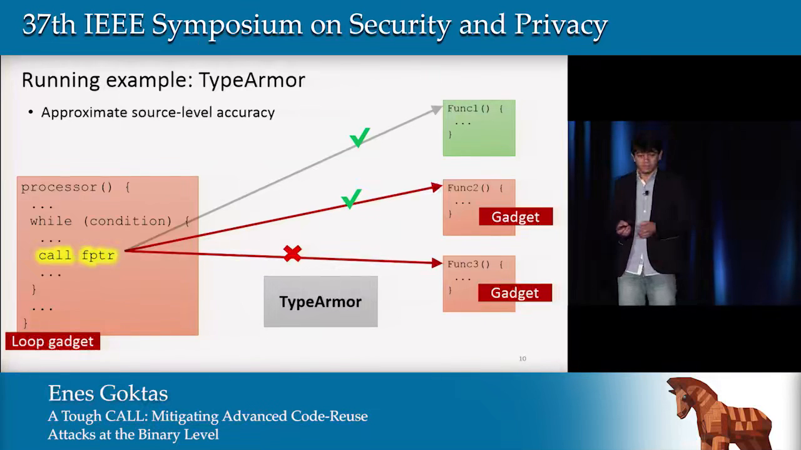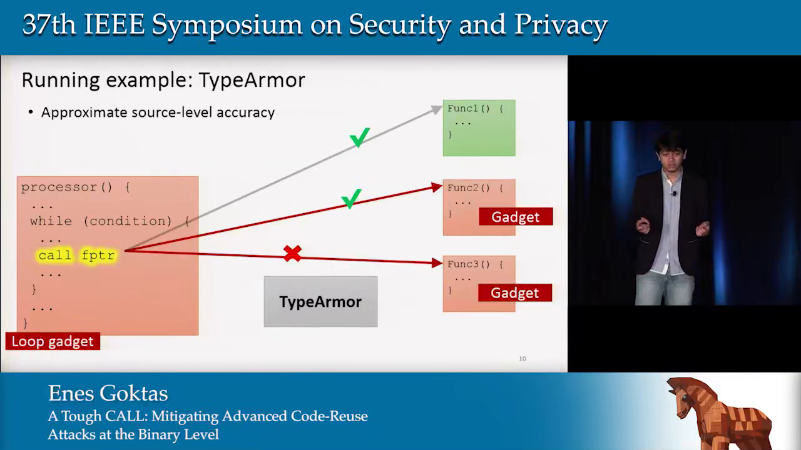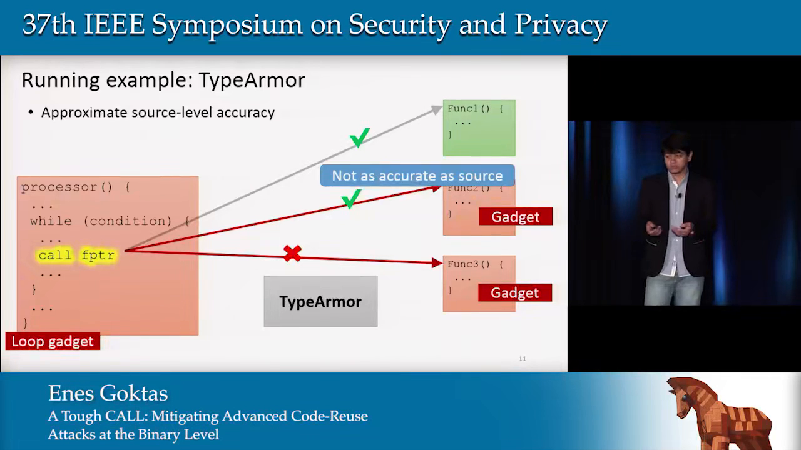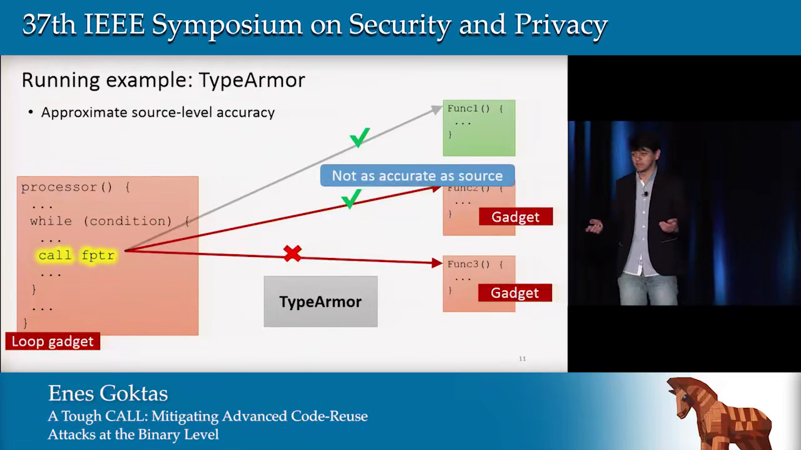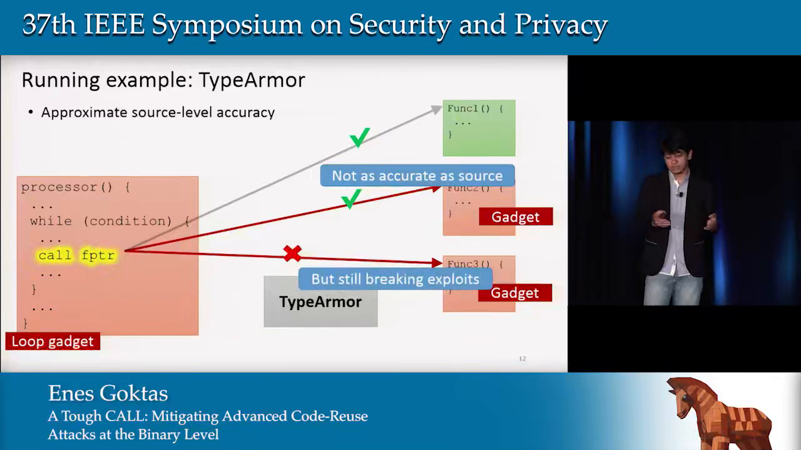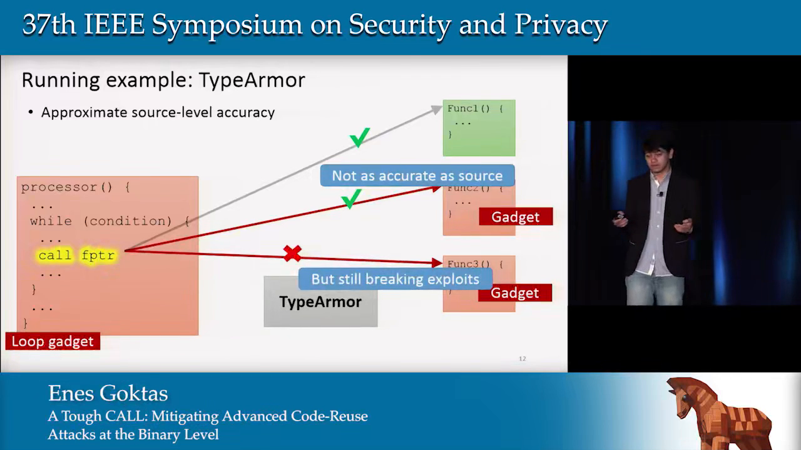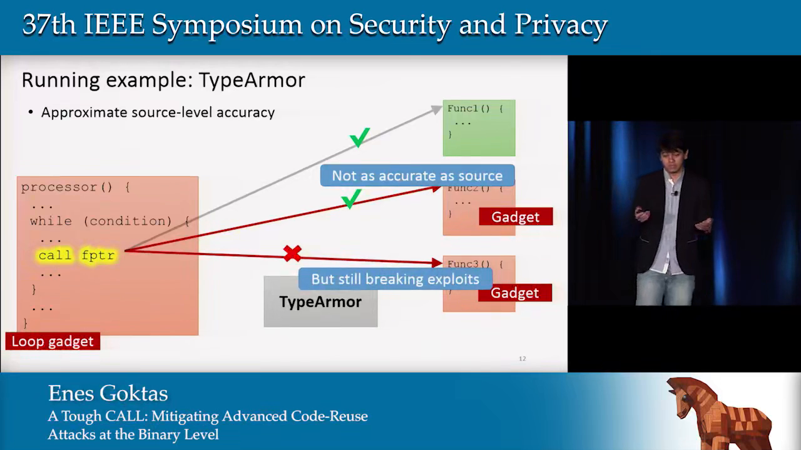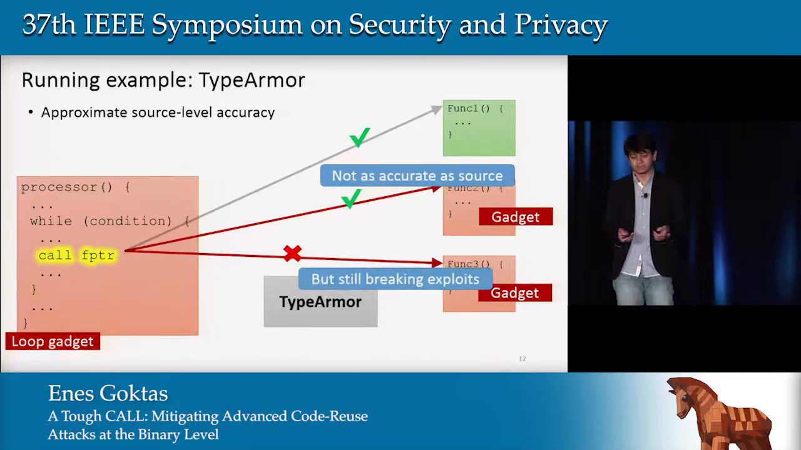So what is TypeArmor doing? TypeArmor tries to approximate the source level accuracy, tries to get close to the source level available information. However, it is not as accurate as source, so it still allows certain unintended functions. However, it does stop more than the current binary level solutions. For example, it stops the third function, function 3. So we are somewhere in between the current state-of-the-art solutions and the source level solutions.